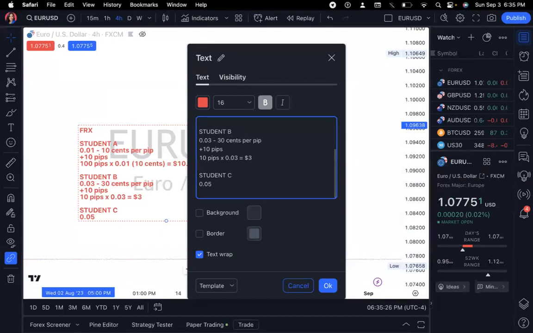So student C, let's just say this person starts with a 0.05 lot size, because this is actually quite comfortable for me when I have a $50 account. So that's 50 cents per pip. And the reason why I like this one is because it's easy. I know all I need is 2 pips to make $1.